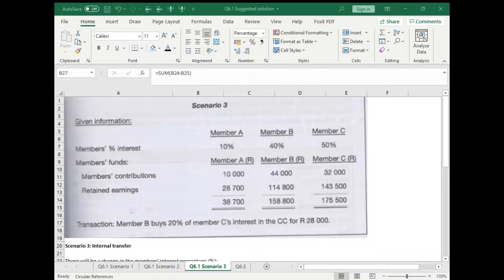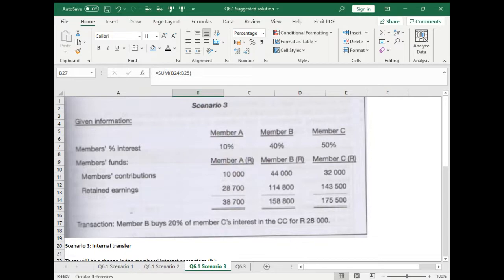Bernice, what this means is because member C only has half of the membership, they do not have a full 100. I've only purchased 20% of their 50%. Now I want to work out what percentage I have actually purchased of the entire CC. So then you take the 20%, multiply. That's 20 multiplied with 50, which gives you how much you have actually acquired of the full CC rather than just his share.